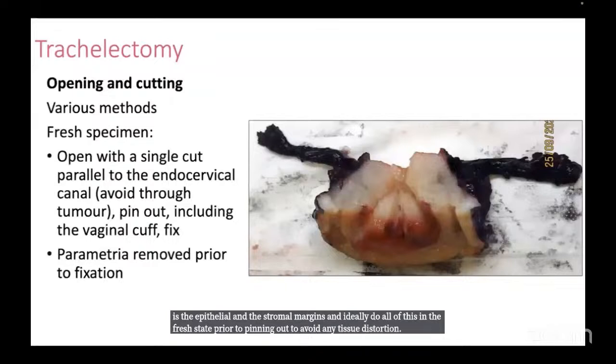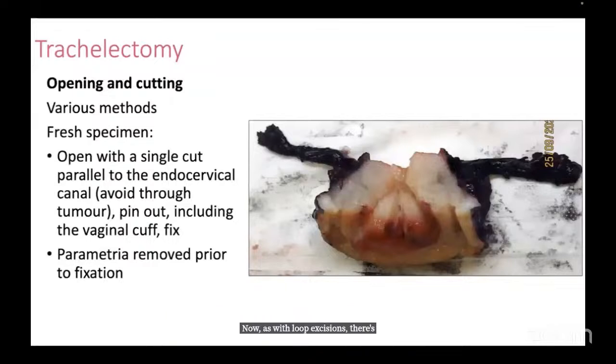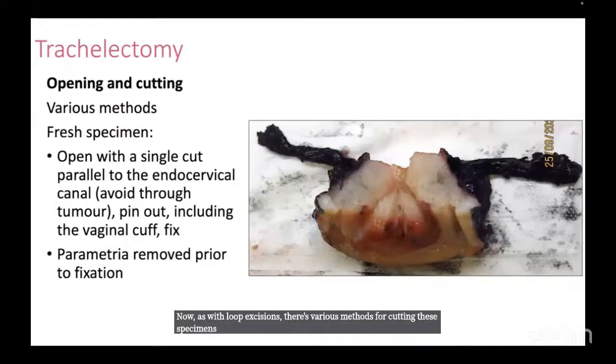Now, as with loop excisions, there's various methods for cutting these specimens. So we open a fresh specimen with a single cut parallel to the endocervical canal, ideally not through the tumour. And then have the option of pinning the specimen out, including the vaginal cuff for fixation. Typically, parametria are removed prior to pinning the specimen out for fixation, and they're fixed separately.